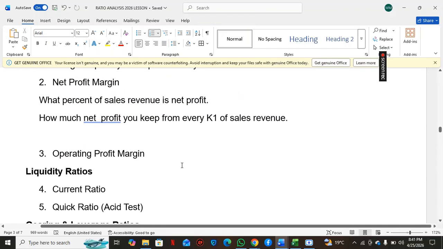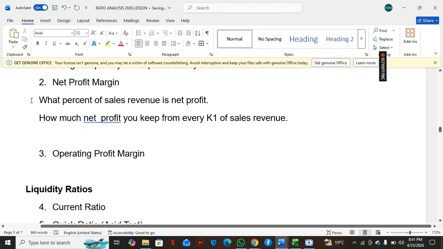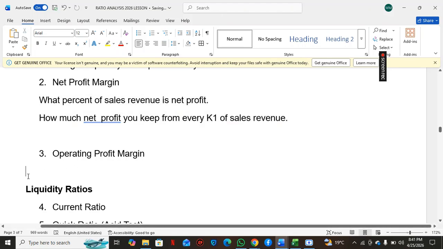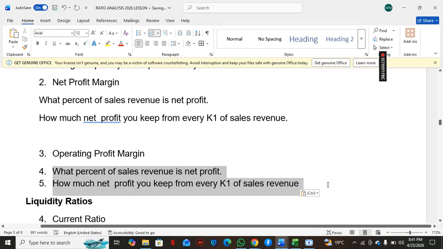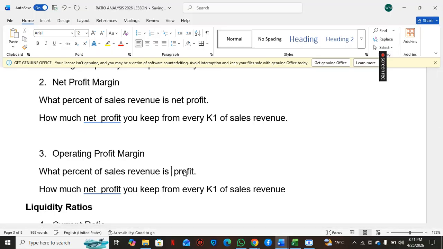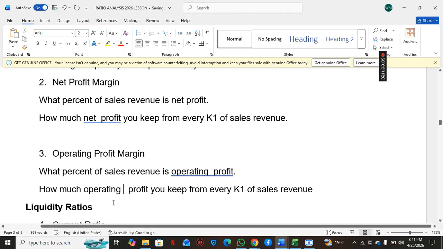Then we've got the operating profit margin. Same thing. What percent of sales revenue is operating profit? Or how much operating profit are you keeping for every one kwacha or 100 kwacha or 1,000 kwacha of sales revenue? Oh, dollars here, I'm used to the quarter here. What percent of sales revenue is operating profit? Or how much operating profit do you keep from every one quarter of sales revenue?